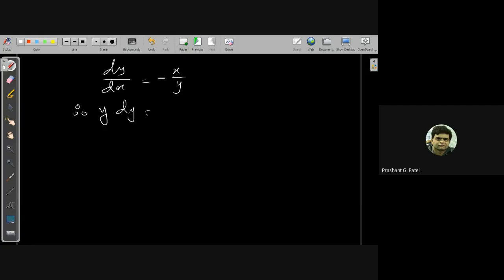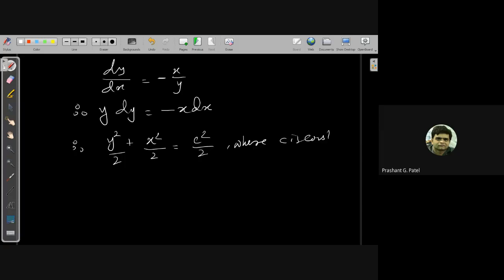That is y dy is equal to minus x dx. So y square by 2 plus x square by 2 is equal to c square by 2, where c is a constant, and you can adjust the constant in this manner. So finally you will have x square plus y square is equal to c square. And this is the curve which, we know, represents a circle in the xy plane. If you see it in xyz space, then it is a cylinder.